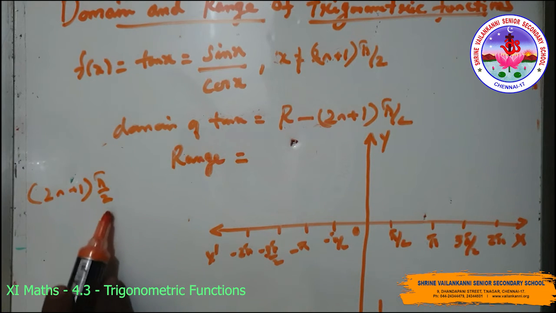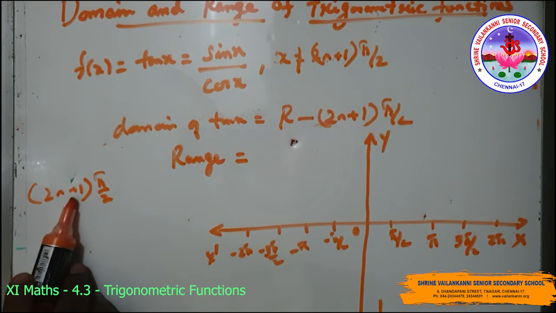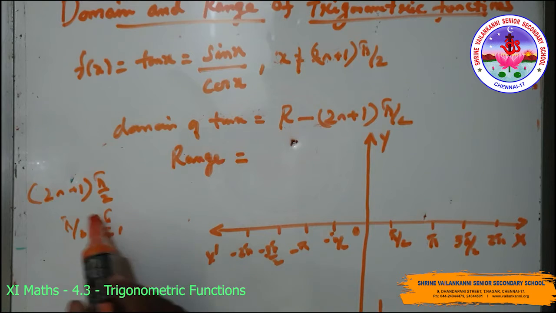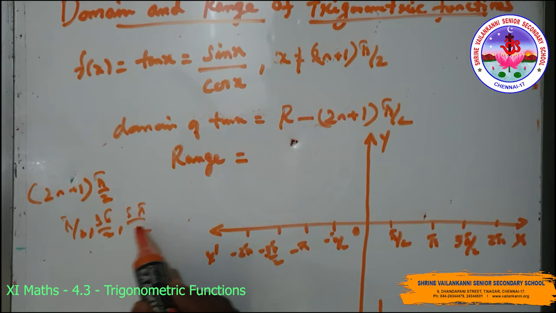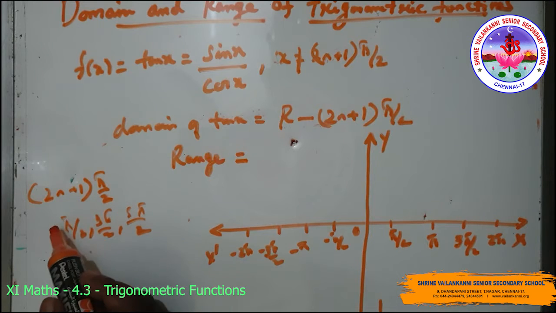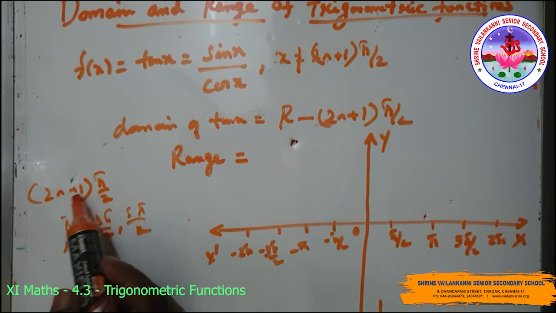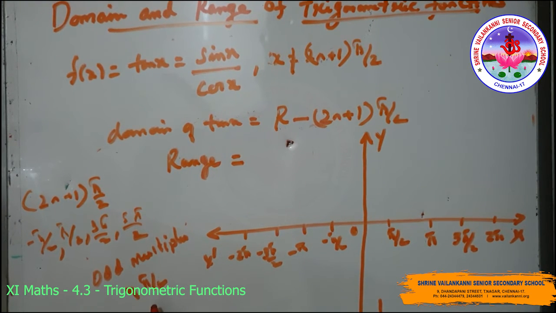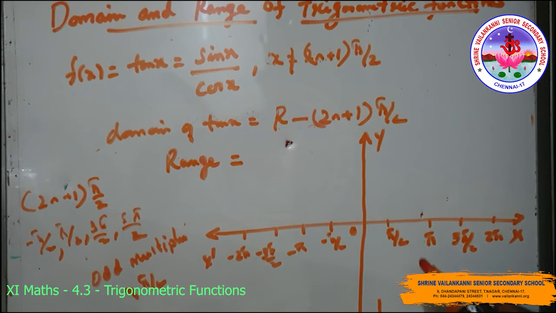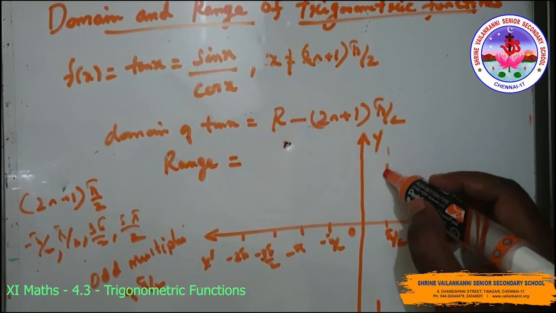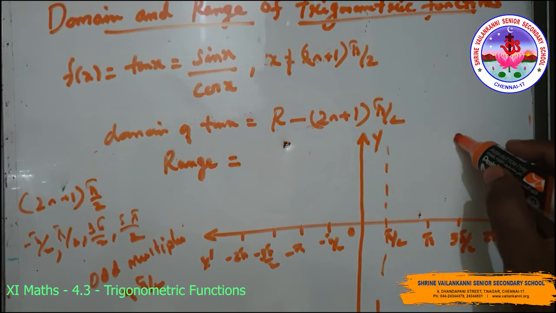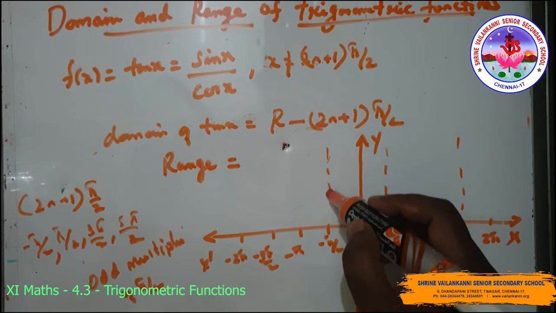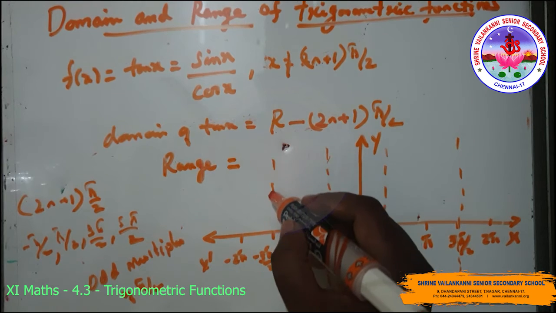So 2n plus 1 into pi by 2 means when n is 0 we get pi by 2, when n is 1 we get 3 pi by 2, and when n is 2 we get 5 pi by 2. Again when n is minus 1 we get minus pi by 2. These are odd multiples of pi by 2, which are not defined in the graph. So we can draw like this: pi by 2, 3 pi by 2, here minus pi by 2 and minus 3 pi by 2.